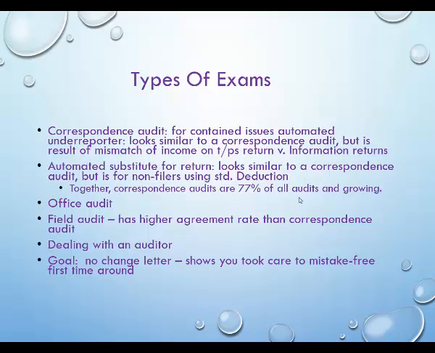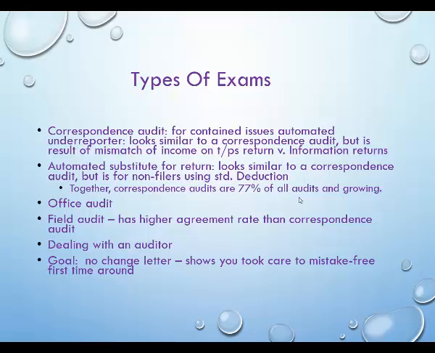Another kind of exam is an automated substitute for return. This is where your taxpayer doesn't file anything at all. And so they take the W-2s that say he has income and all their sources of income, they add all that income in, they take out one standard deduction and one exemption, they figure the tax that's remaining, they deduct any taxes withheld on the W-2 and send them a bill for the difference. That's an automated substitute for return.